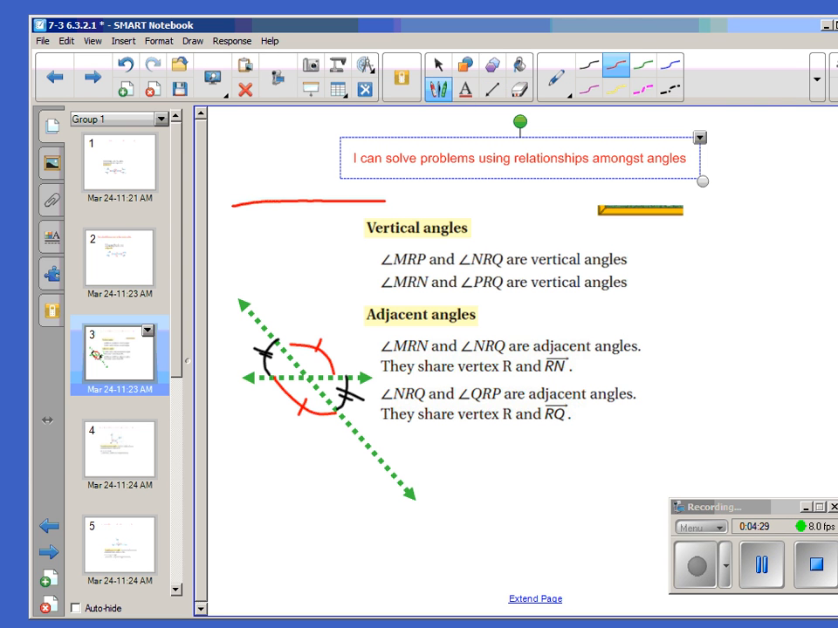What is a straight line? What's the angle measure of a straight line? Does anybody know? 180. Does everybody see that this line right here is a straight line? Okay. Now look at what it measures all together. Right there. 180. So this angle and this angle together are going to add up to 180. There'll be a special term for that in a second.